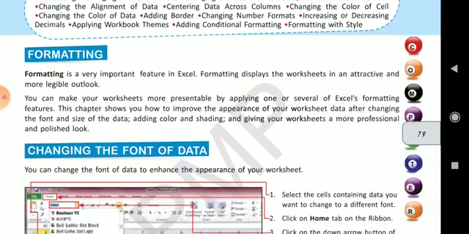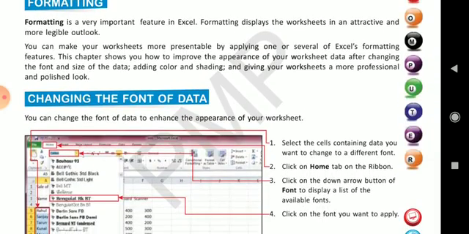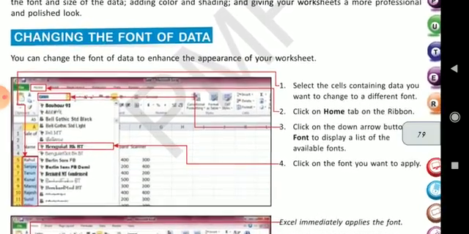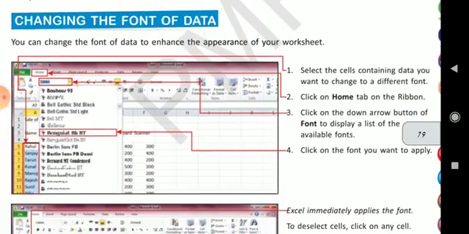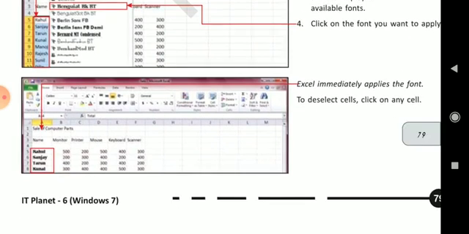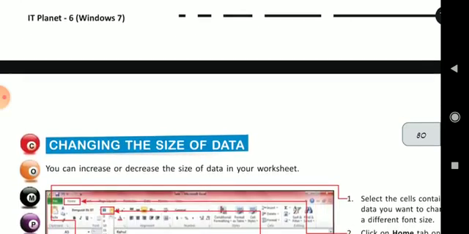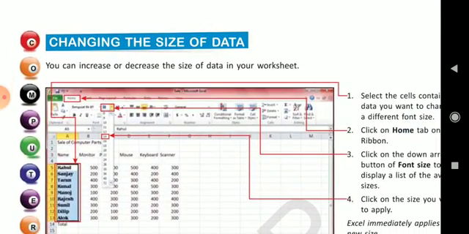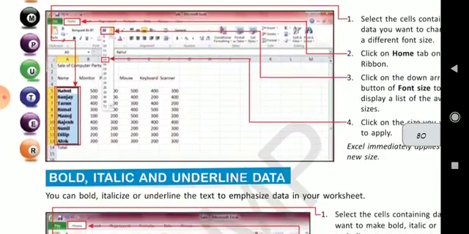In this chapter, changing the font of data, you can change your font also. There are different fonts given over here. With the help of that, you can change the font of the text in the cell. You have also studied about changing the size of the data. How can you change the size of your data? Means from smaller to the bigger, starting from 8 to 12, 16, 24. This also you can do in your formatting.